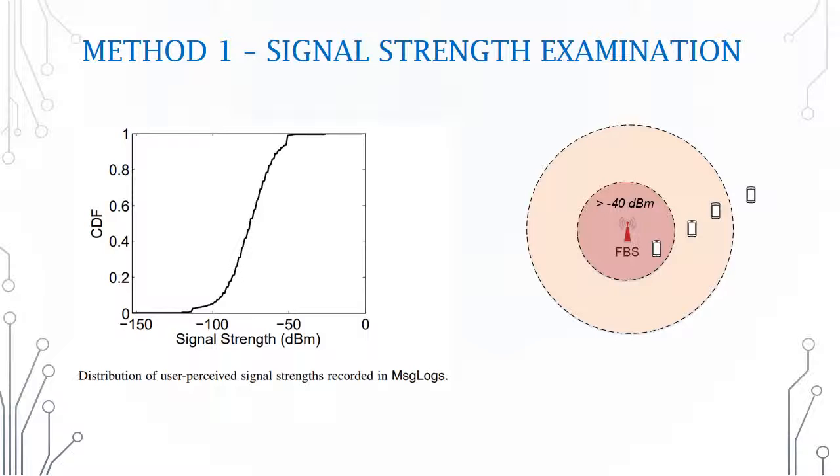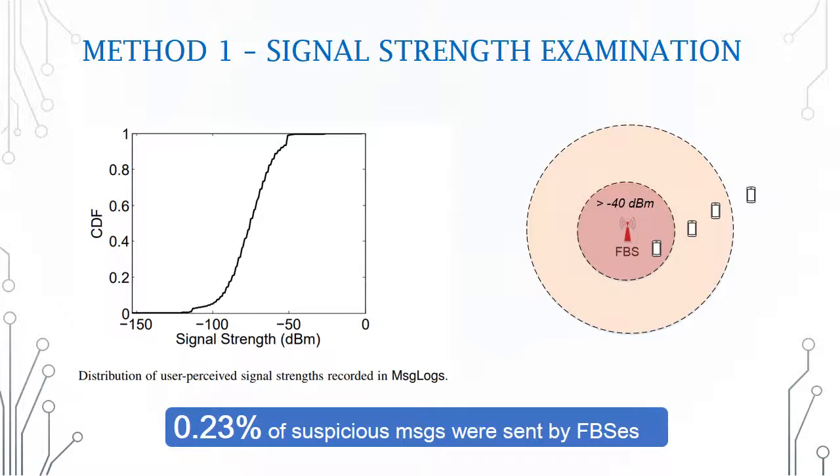But this method may not be close to reality because even fake base station operators do not operate at such high power, which is very inefficient when they could actually get their work done when transmitting at something close to what a legitimate base station would transmit. So though that is the case, it still was able to be used to identify about 0.23 percentage of suspicious messages that were actually being sent by the FBSs.